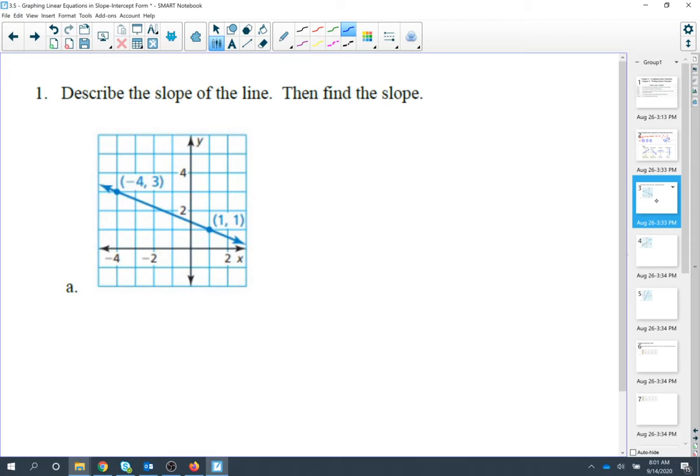Example 1. Describe the slope of each line, then find the slope. So the first way we're going to find the slope is we're going to do it graphically. Okay, and the first thing we're going to do is we're going to describe.